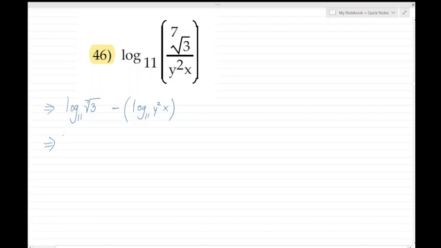So two steps at once. I'm going to do log base 11 of 3 to the power 1/7. The 7th root becomes the power 1/7, minus log base 11 of y to the power 2 plus log base 11 of x. So we have just split that product into a sum, but still keeping it inside the parentheses with that minus outside.